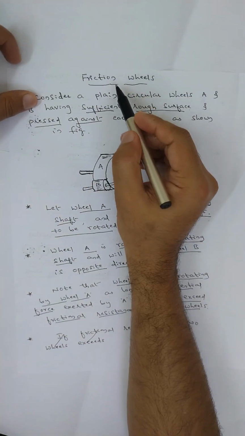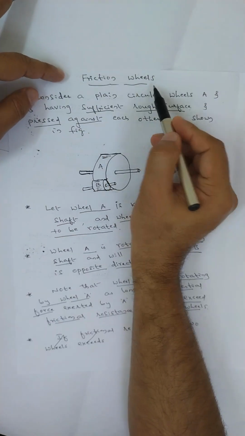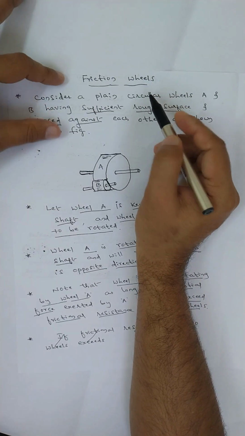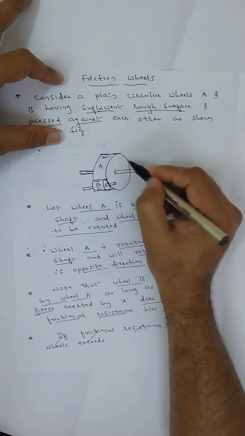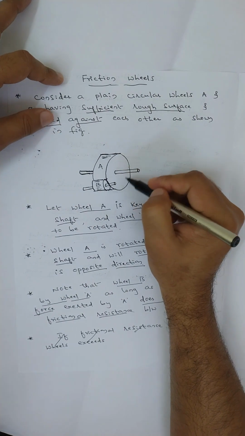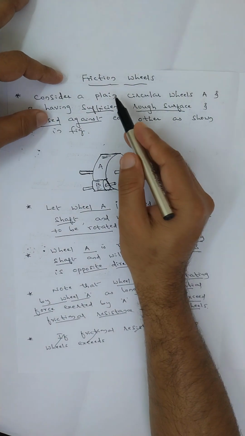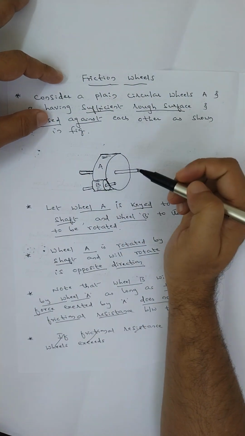So next the topic is the friction wheels. Here the wheels we are considering are plain wheels. They are not gears, just wheels or pulleys. First, we will discuss how the friction occurs between the pulleys.